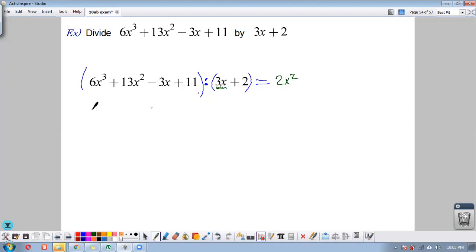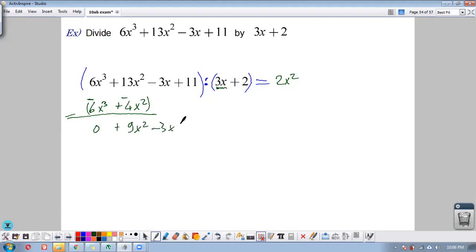2x squared times 3x will be 6x cubed, as you already have arranged. One of your friends forgot to multiply this. 2x squared times 2 will be plus 4x squared. Then you will subtract these from up. If you put parentheses, this minus will change the sign of the next two things. It will be minus and minus over that. Then 6x cubed minus 6x cubed will turn into 0. 13 minus 4 will be plus 9x squared.